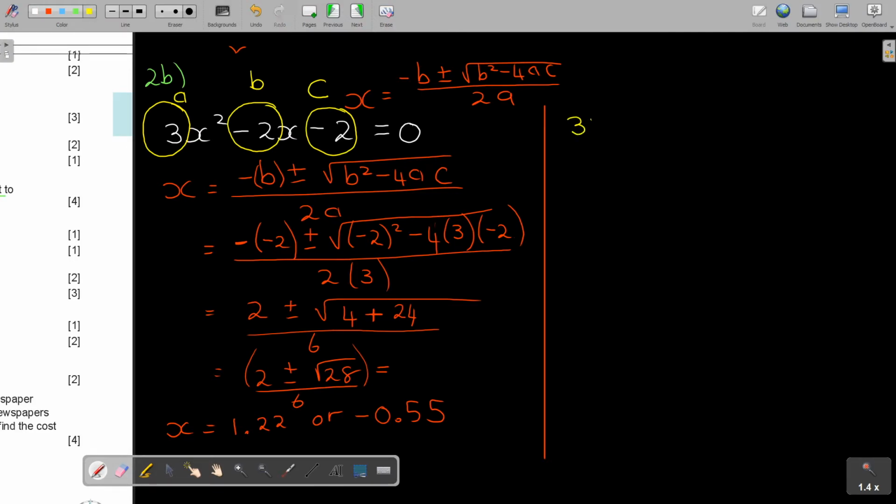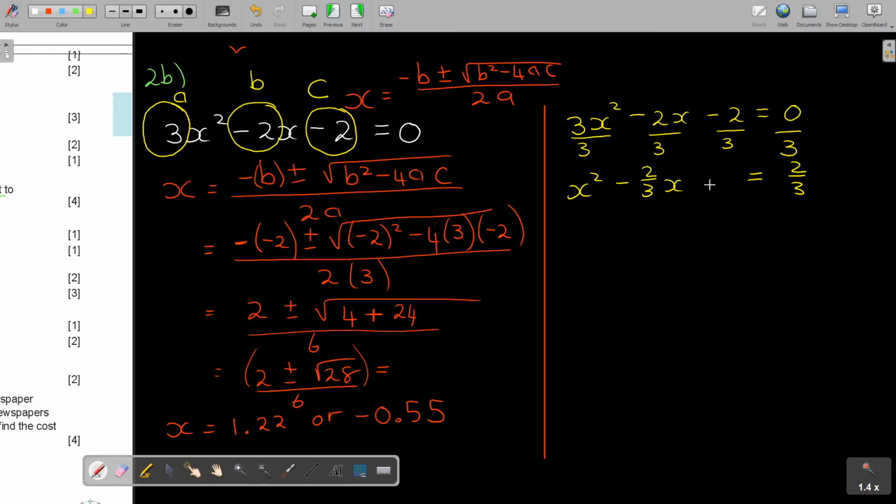So if you have 3x squared minus 2x minus 2 equals 0. Now completing the square works like this. You must have a 1 there. So you divide by 3, you divide by 3, you divide by 3, you divide by 3. So you get x squared minus 2 over 3 x. And now you take the term without an x over.